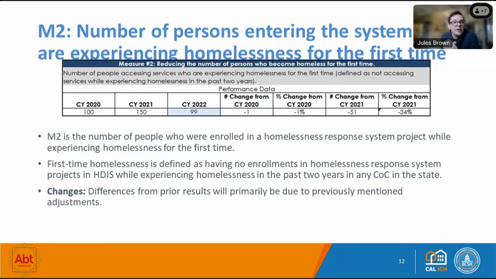So anyone who falls into that landscape that Melissa described, anyone who meets those qualifications, would fall into measure 2 if, looking back 2 years prior to their first contact with the system in the report period, they have not had a previous enrollment in the HMIS anywhere in California. So this is measure 2, people who are entering the system newly homeless. They're experiencing homelessness for the first time, and that's how that's defined, as that 2-year look back period.